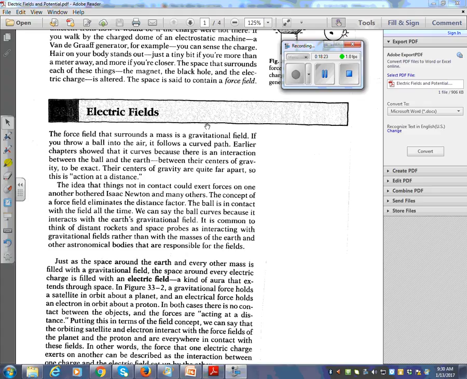Okay, so this is your introduction to electric fields. We talked about Millikan, but I haven't really talked about what an electric field is. So bear with me, please. The force field that surrounds a mass is a gravitational field.